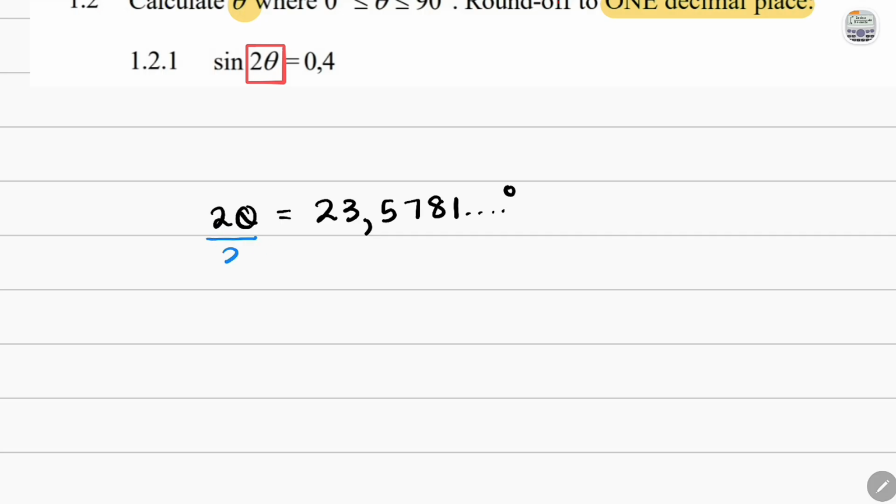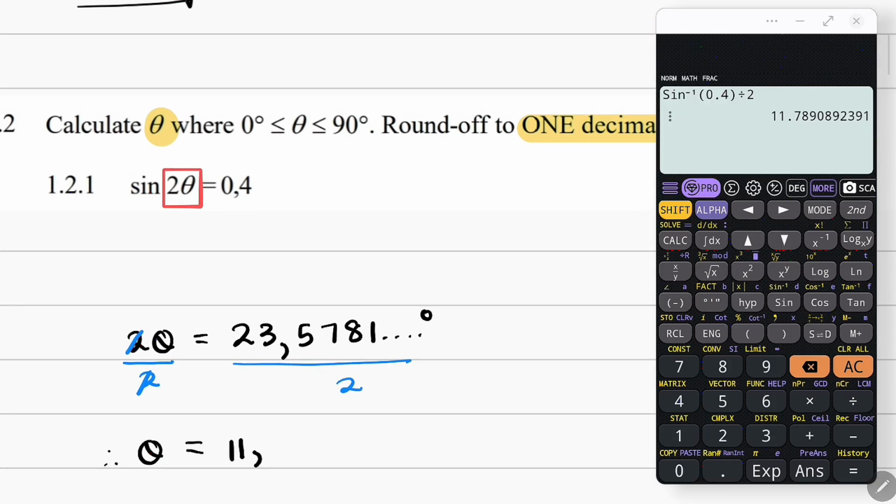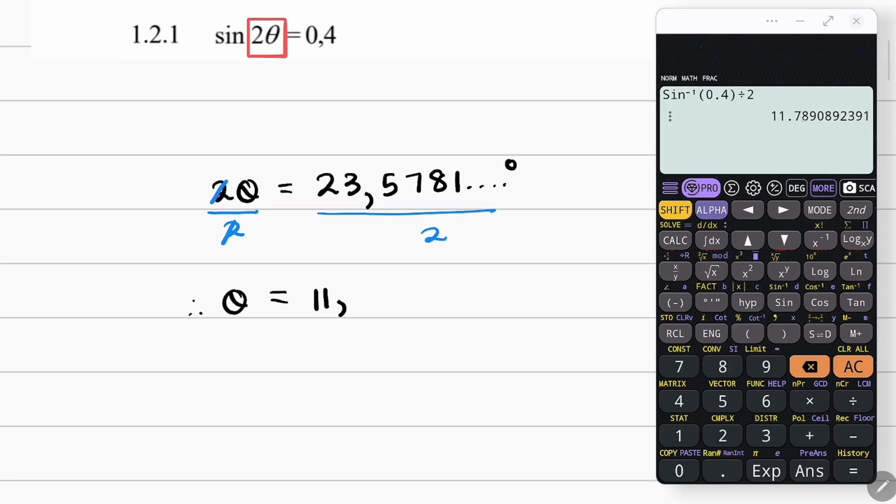And so we're going to divide both hand sides by 2. And so you see how that cancels there. But what you do on the one side, you must do on the other side. And that's why we divide by 2 here as well. So theta is equal to, and just take your answer and divide it by 2. And we get 11 point, and they said round off to 1 decimal place. So that second decimal of 8 will round the 7 up to an 8. So 8 degrees, and that is our answer.